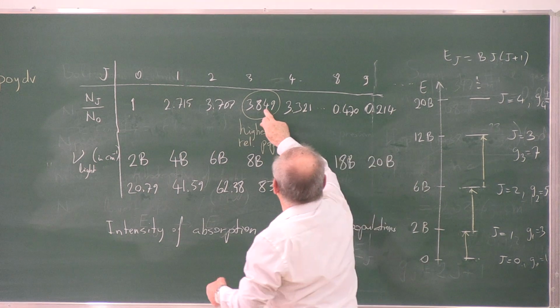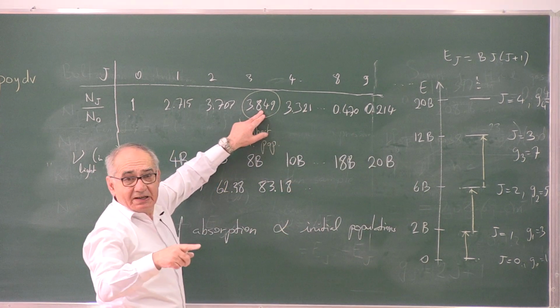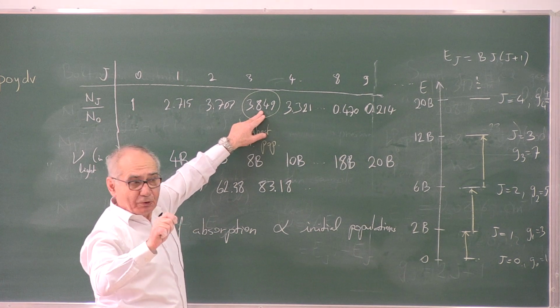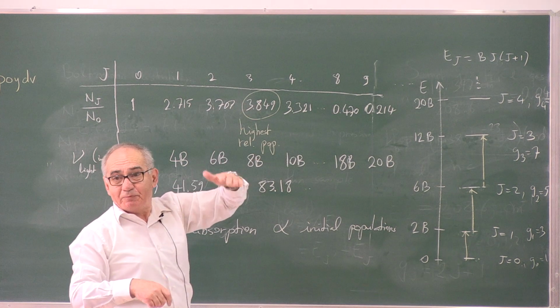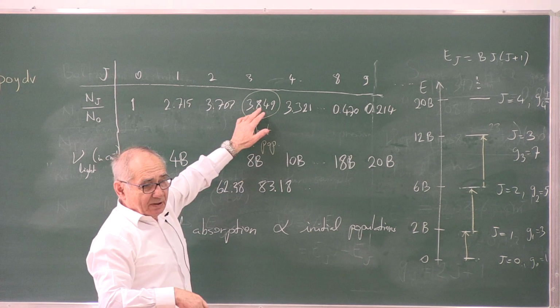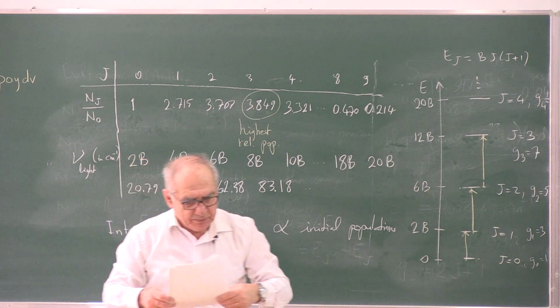Now we see the highest intensity is from J equals 3 to J equals 4 transition, because the relative population of molecules is highest at J equals 3. All right, we take a break.